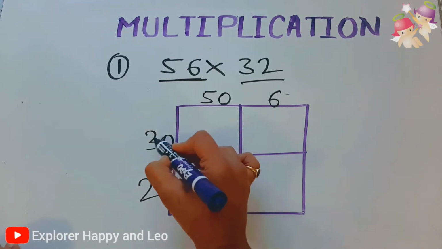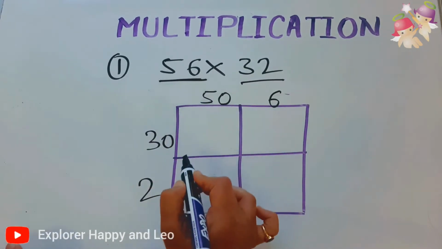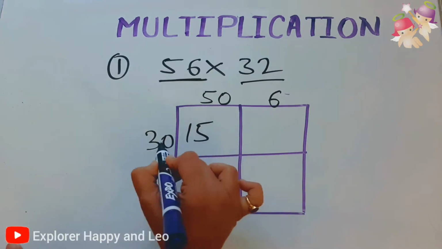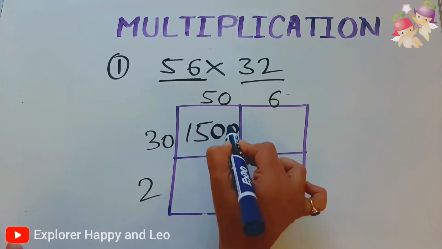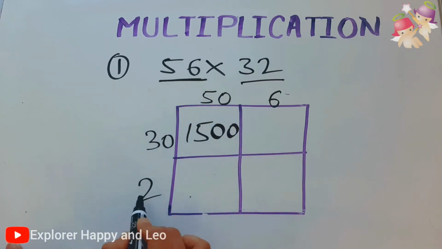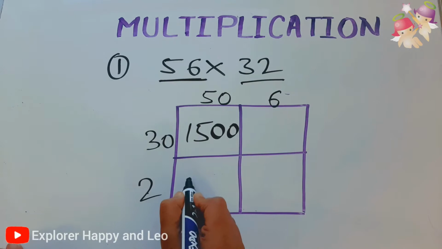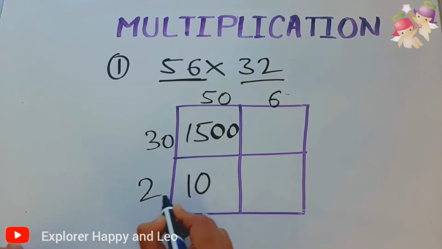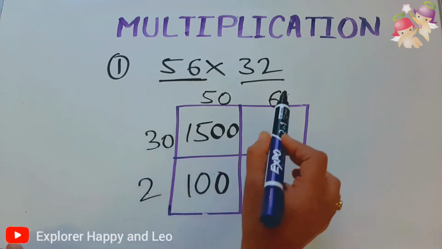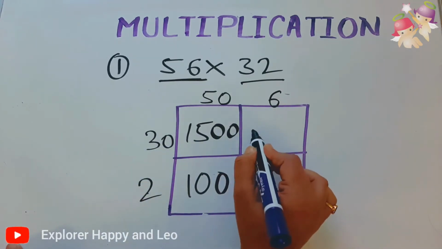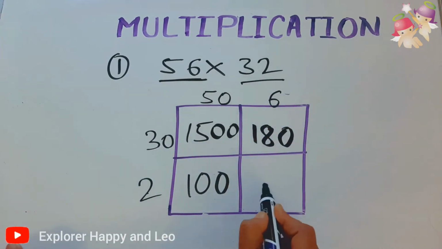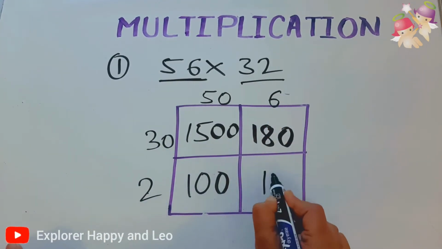Now multiplying these two. 30 into 50: 3 into 5, 15, and 2 zeros, so 1500 goes here. Right? Then multiplying 2 and 50: 5 twos are 10, so 100. Same way, 30 into 6: 3 into 6 is 18, so 180. Same way, 6 into 2.